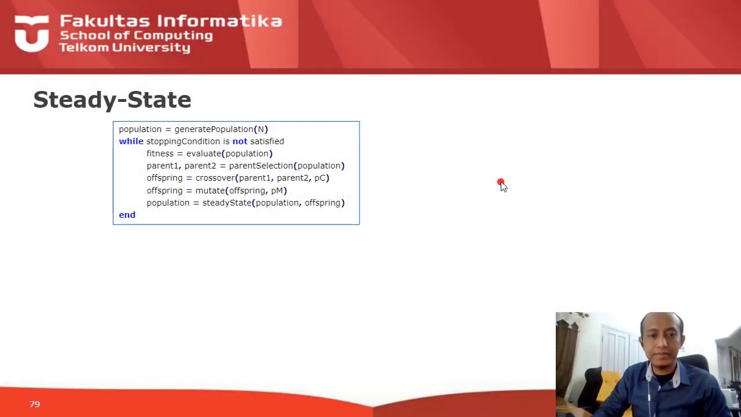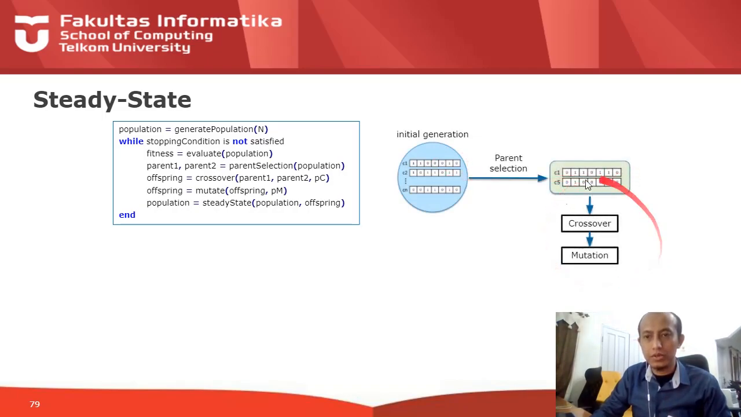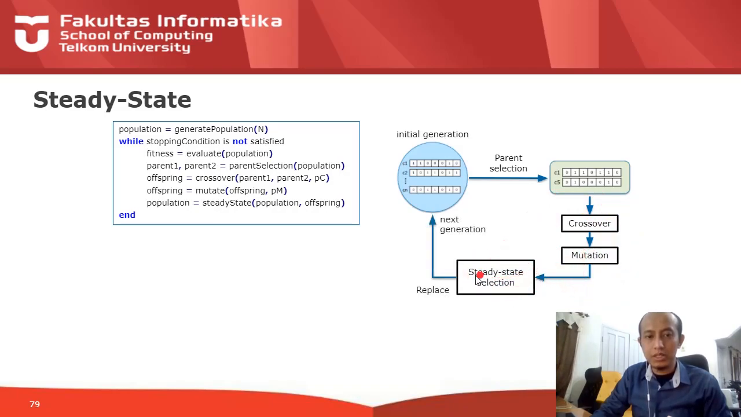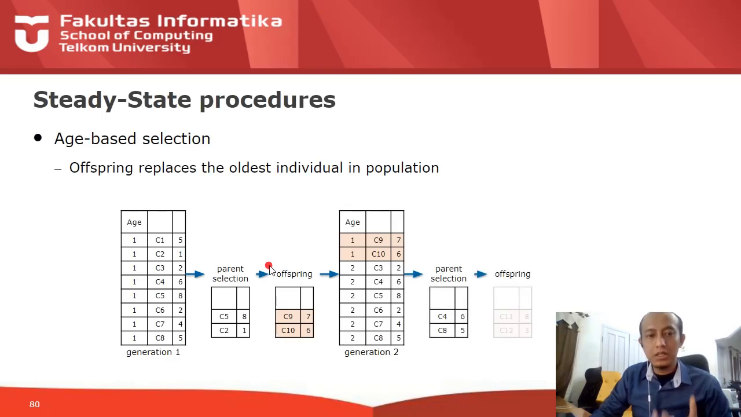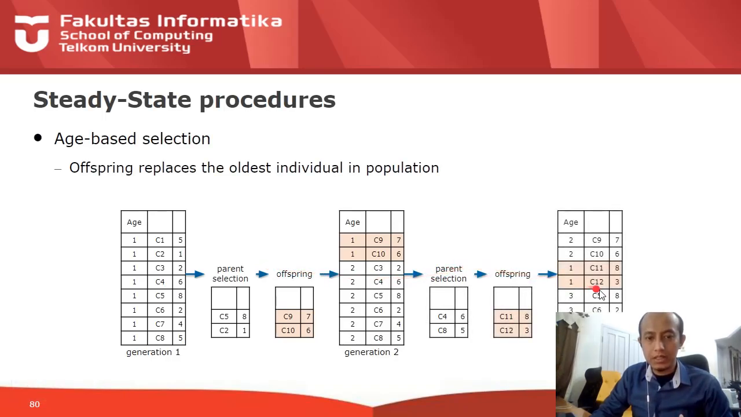For steady state, we generate new individuals directly, and then by using steady state selection, we replace only a few individuals that become part of the next generation. This is an illustration of steady state. In this case, the offspring replaces the oldest individual in the population.